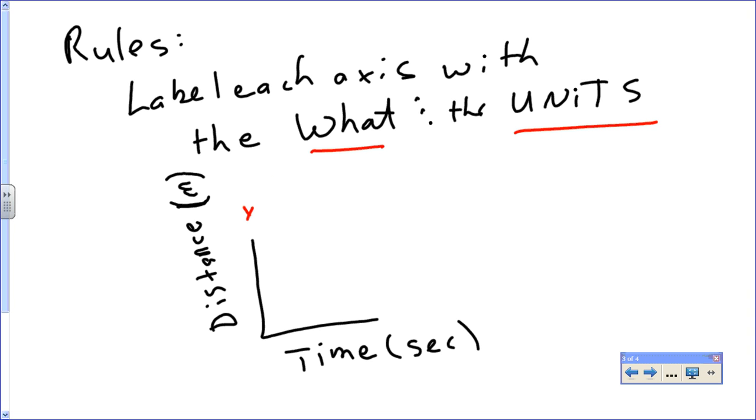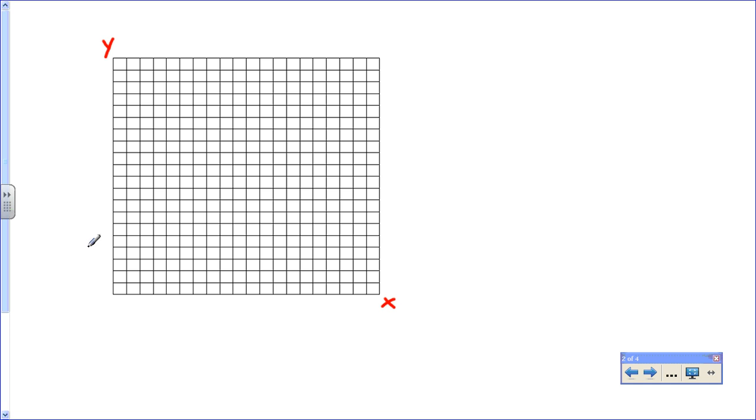If this is your y-axis and this is your x-axis down here, then distance is the what, and then in parentheses you put the m for meters. Down here, time, and in parentheses, SEC for seconds, the units. So write the word out for what it is that's on here, and then in parentheses put the unit. So let's see how that looks. You would write it out, distance, and meters. And down here you'd write time and seconds.